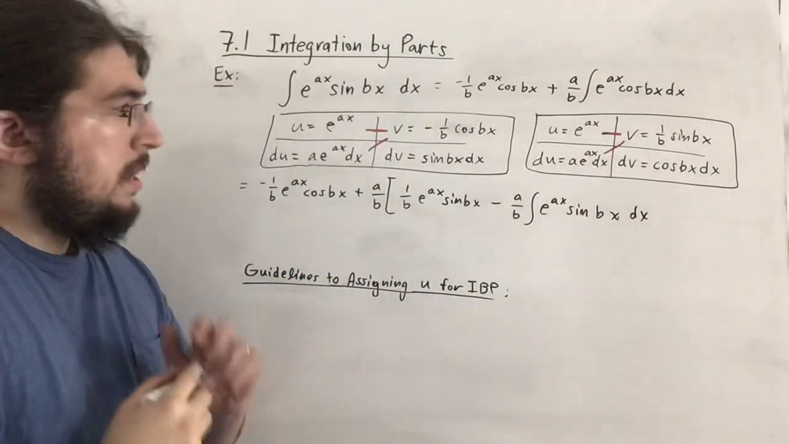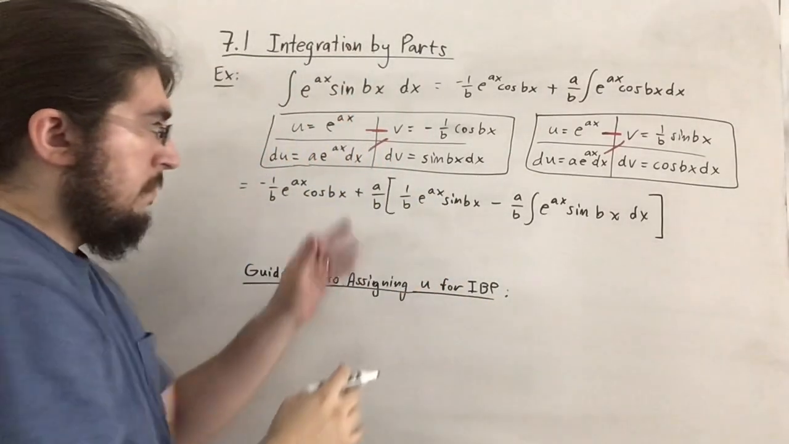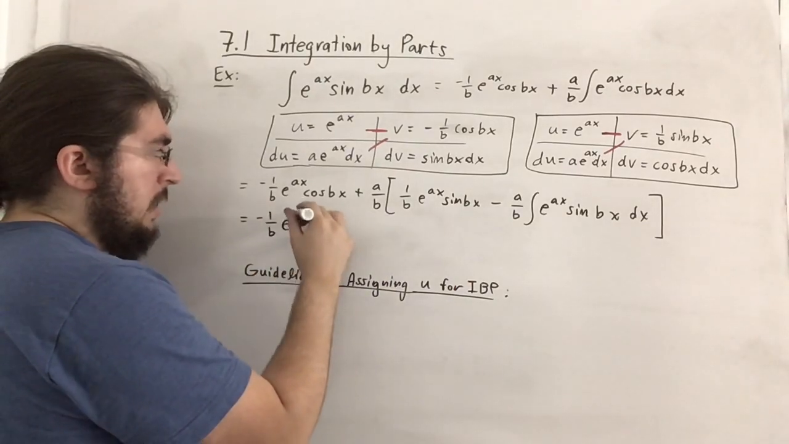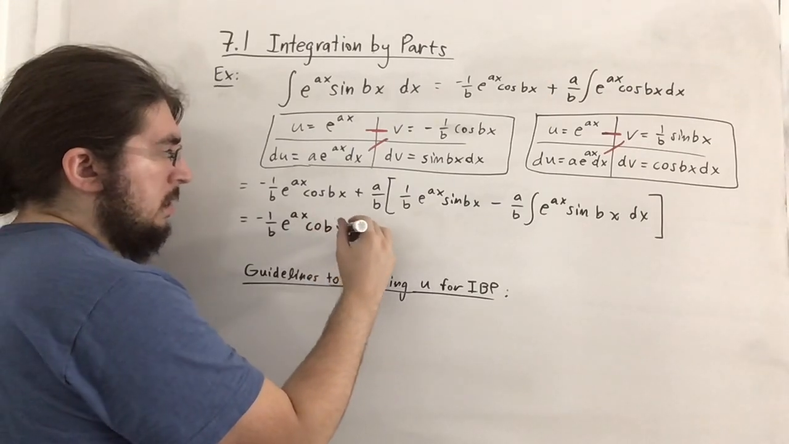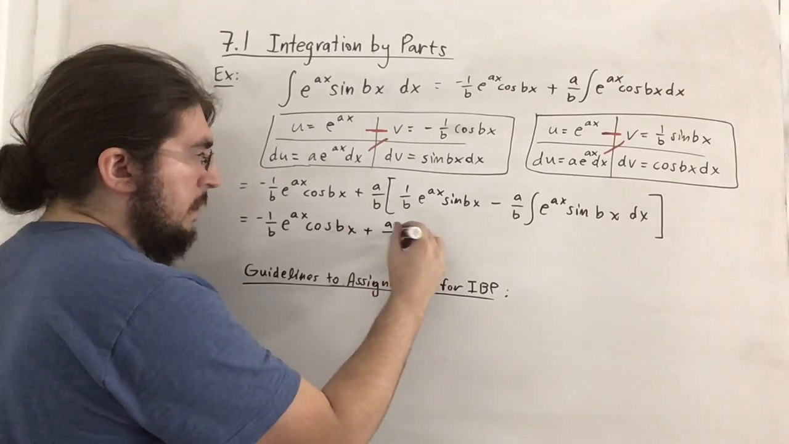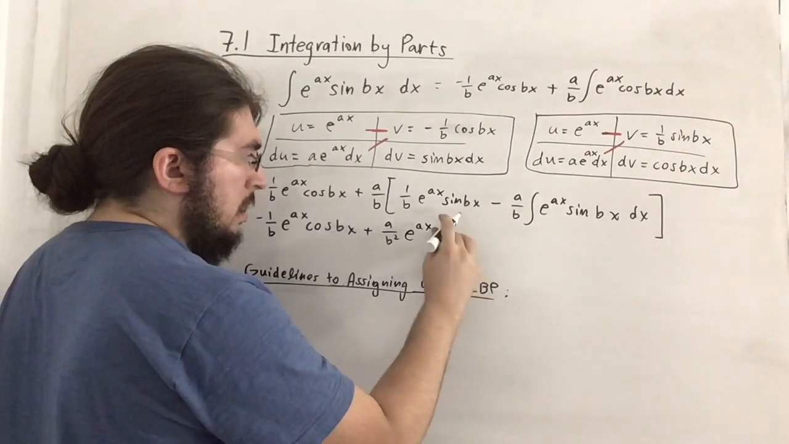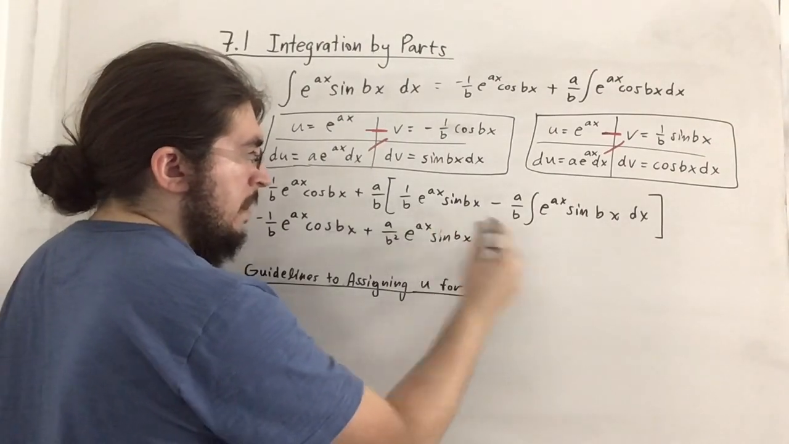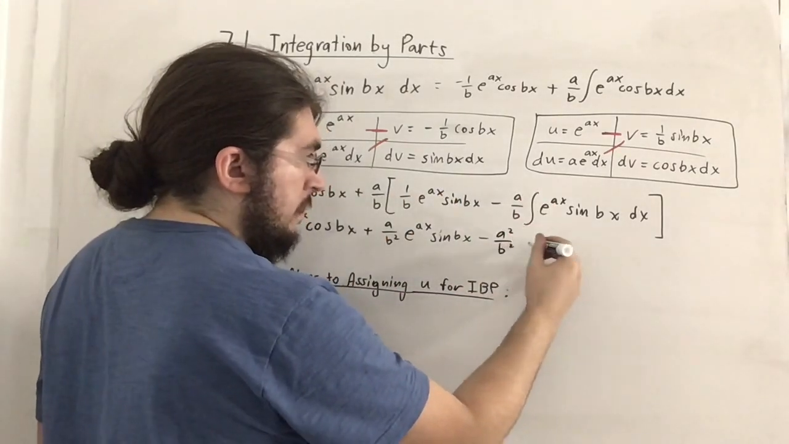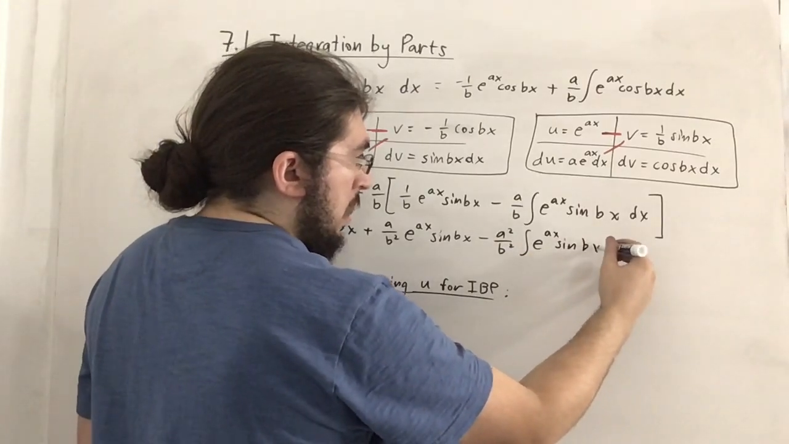Great. And notice that we can distribute this a over b, so I'll just do that here. So we get negative 1 over b e to the ax cosine of bx, sorry about that, of bx plus, this is going to be a over b squared e to the ax sine of bx. We're a little bit out of space, but it's okay. A over b times that is going to be a squared over b squared, times the integral of e to the ax times sine of bx dx.